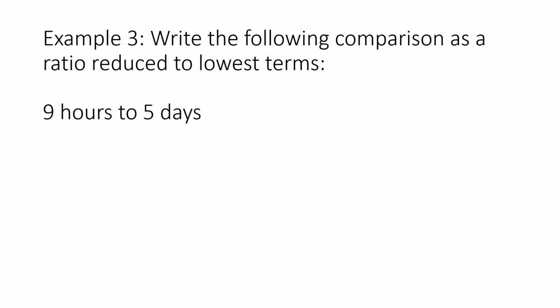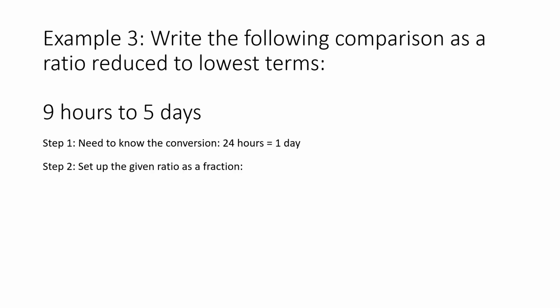So let's look at example 3, which is our final example. We're going to write the following comparison as a ratio reduced to the lowest terms for 9 hours to 5 days. Once again, we can't actually write the ratio right now because they don't have the same unit. And so step 1, we need to know the conversion between hours and days. So 24 hours is equal to 1 day. And then step 2, I'm going to set up the given ratio as a fraction. That's going to be 9 hours over 5 days.